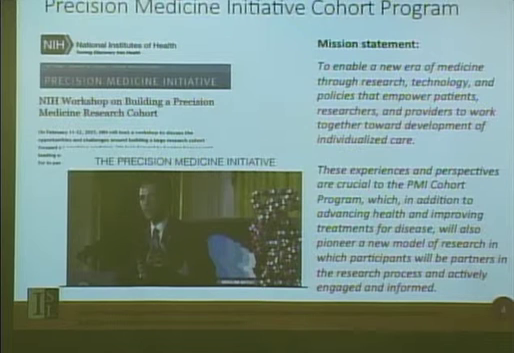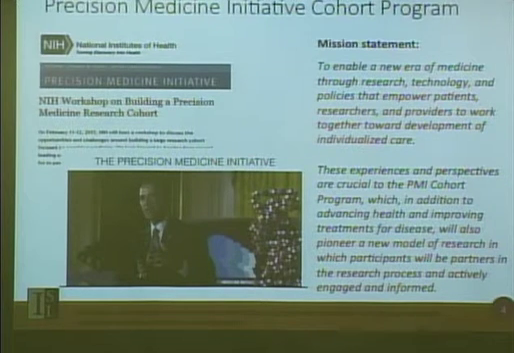And there's also a mission statement that I want to point out here. The purpose is to enable a new era of medicine through research, technology, and policies that empower patients, researchers, and providers to work together towards the development of individualized care. This will also pioneer a new model of research in which participants will be partners in the research process, actively engaged and informed.